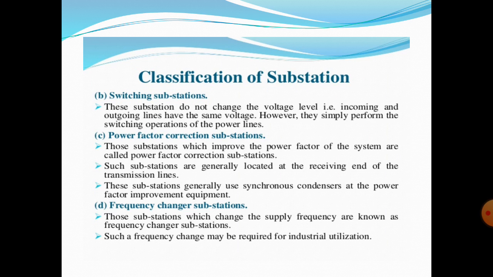Next one is the power factor correction substation. These substations only improve the power factor of the system. In this substation we use synchronous condensers, which improve the power factor. Power factor correction substations are commonly located at the receiving end of the transmission lines.